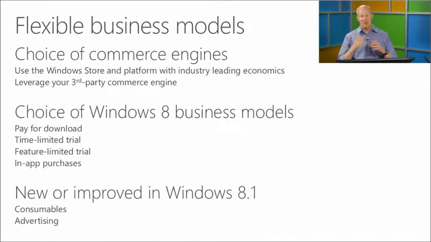And then from a business model perspective, you have a lot of flexibility as well. First of all, you have a choice of commerce engines. You can use the Windows Store and the Windows platform with those industry-leading economics that I had mentioned, that 70-30 split, or over $25,000, that 80-20 split. And we'll take care of all the details around tendering and taxes and selling in local markets and currency conversion and all that stuff.